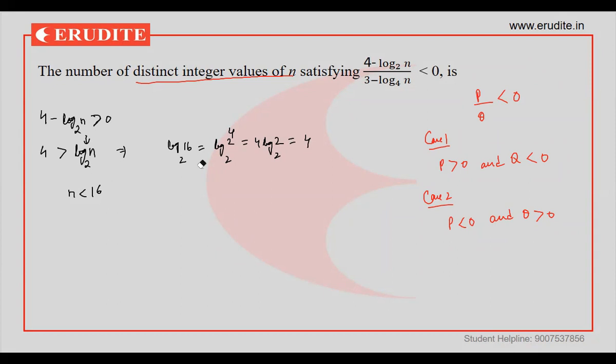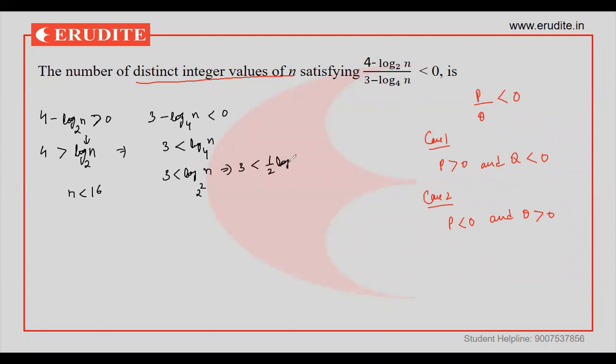So that means n value should be less than 16. Right. So I'm deleting this part to make space for me. And q should be less than 0. If I compare here, q is nothing but 3 minus log 4n is less than 0. So from here, I can say that log 4n, I can write as log of 2 square n, which will be nothing but half log 2n. So it will be 6 log 2n.